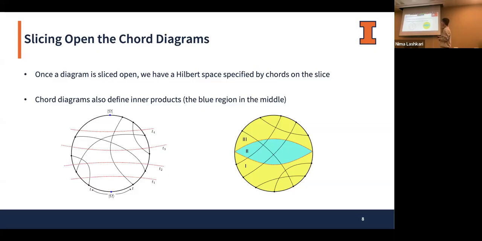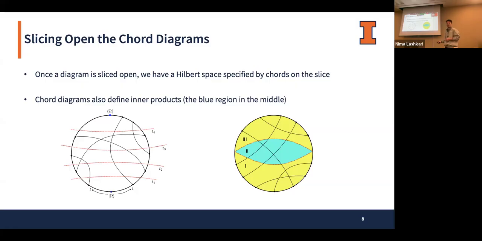Once we can slice the diagram open, we can define a Hilbert space specified by chords. These lines are called chords in the literature. On this slide, you just take this chord diagram and slice it open in this way. On each slice you have a finite number of chords. For example, on this slice you have 2, on this one you have 4, on this one again 4, and on this one 2.